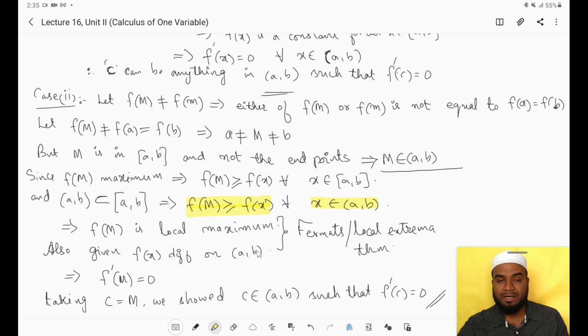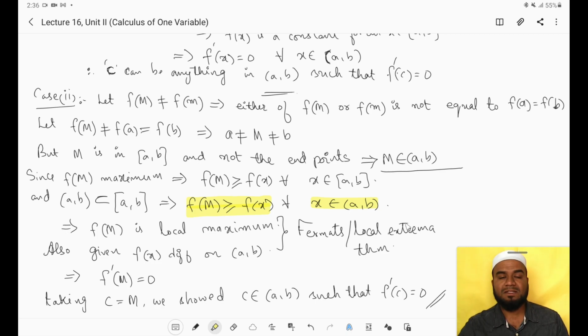If these two conditions are satisfied, then there is the theorem called Fermat's theorem, which guarantees that if you find the derivative of f at the point capital M, then that will be 0. Now if I take c as the point M itself, then what have we proved? We have proved that c belongs to the open interval a comma b such that f dash of c equals 0, right? This is the proof of Rolle's theorem, and this proof and the statement have been asked many times in the examinations. You have to practice this very well.